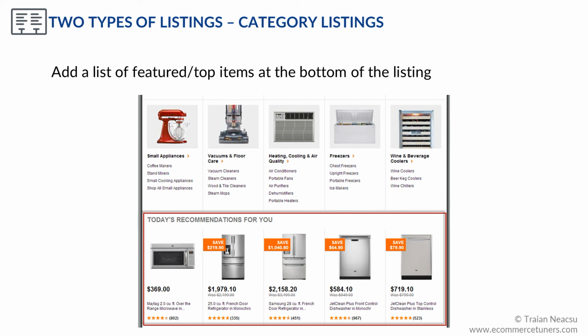Here are several recommendations on how to build better subcategory listing pages. To send SEO love directly to products, add a list of featured items at the bottom of the listing, as shown in this example. Keep in mind not to list too many products. 5 to 10 items should be enough.